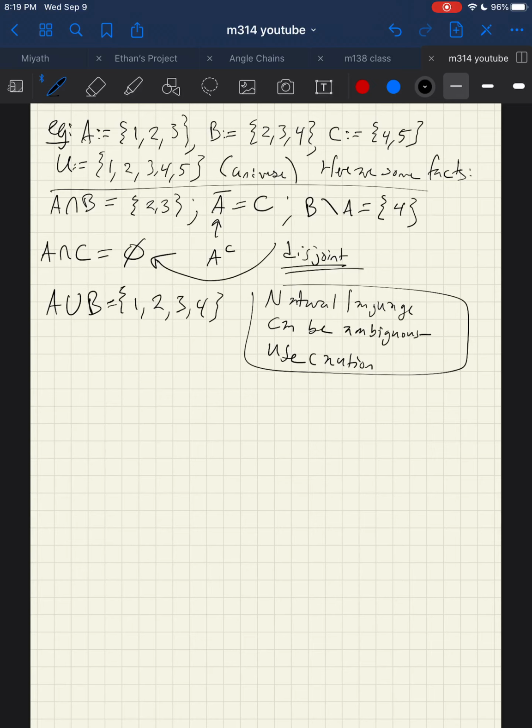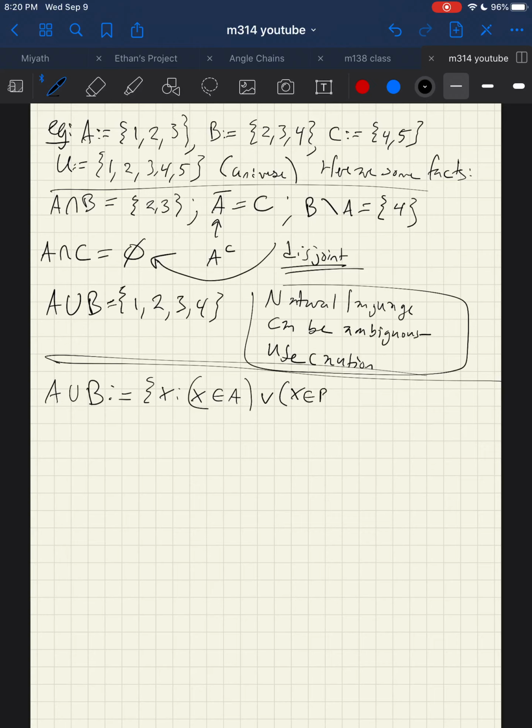Let's now write all these operations using set builder notation. So A union B, just in general now, A union B is defined to be the set X such that X is in A or X is in B. This is a logical OR. A intersect B is going to be the set of X such that X is in A and X is in B. All right, this is an element of symbol.